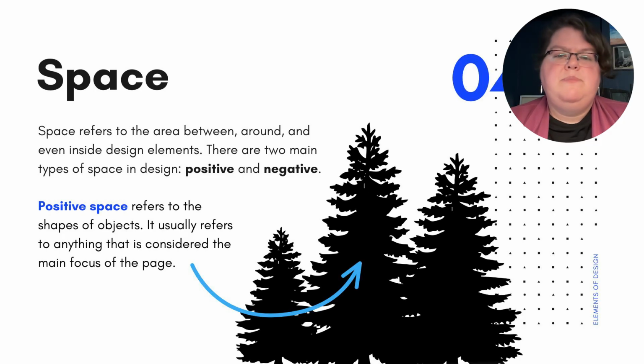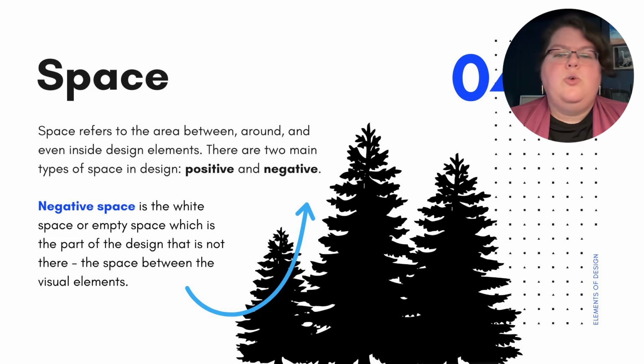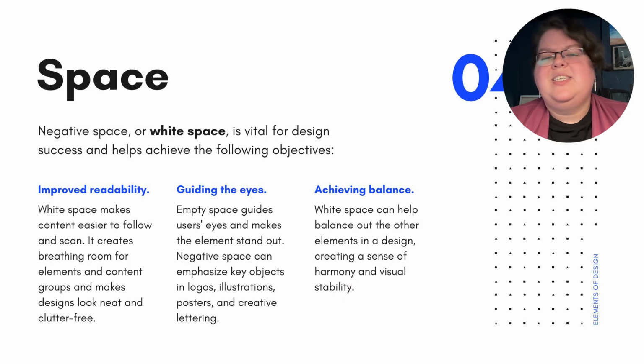There are two types of space that are involved in design: positive space and negative space. Positive space refers to the shapes of objects. It usually refers to anything that is considered the main focus of the page. Negative space is the white space or empty space, which is part of the design that is not there, the space between the visual elements. Negative space or white space is vital for design success and helps achieve the following objectives.